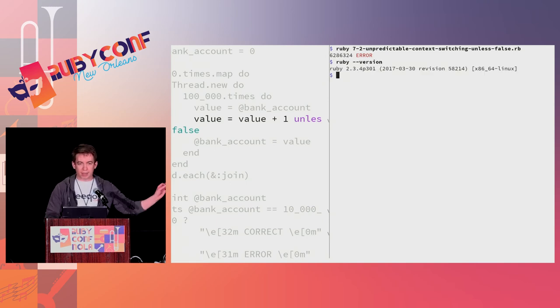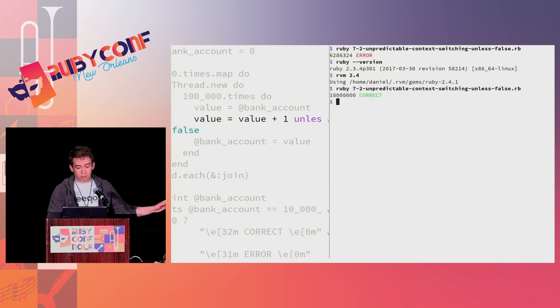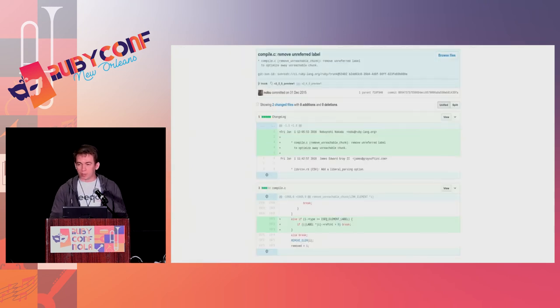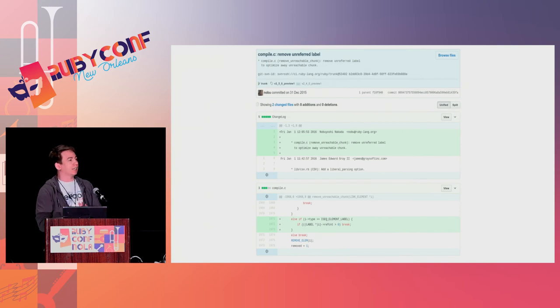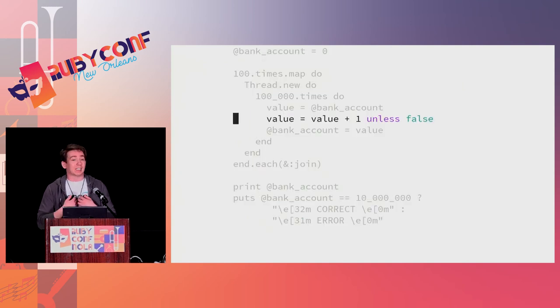Look, now I am at Ruby 2.3. I'm switching to Ruby 2.4, running it, and it went away. It's okay. There are 3,000 commits in Ruby between 2.3 and 2.4. This commit is responsible for the change of this behavior. It actually has nothing to do with scheduling of threads, I assure you. It's an optimization which cuts out all obviously unreachable parts of Ruby code. So here, with 'unless false', obviously we know what is unreachable.